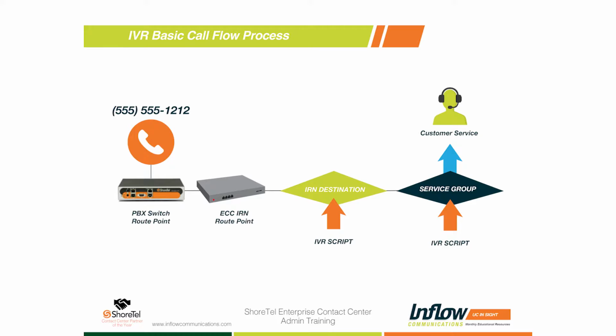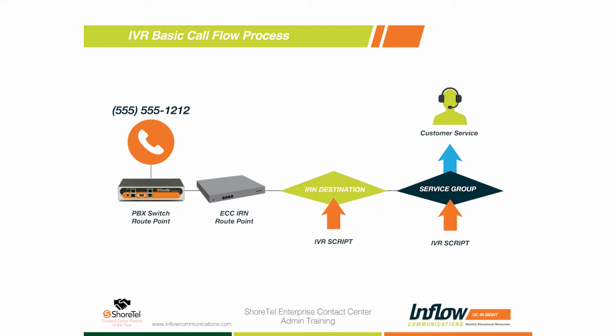An IRN is an intelligent routing number. This is the same thing as a route point. On the PBX, you will have a route point with a number. On ECC, you will have an IRN with the identical number. That's how they know each other. They use the same naming convention, but for all intents and purposes, you won't really see the label route point in ECC, but you will see IRN. They are one and the same.